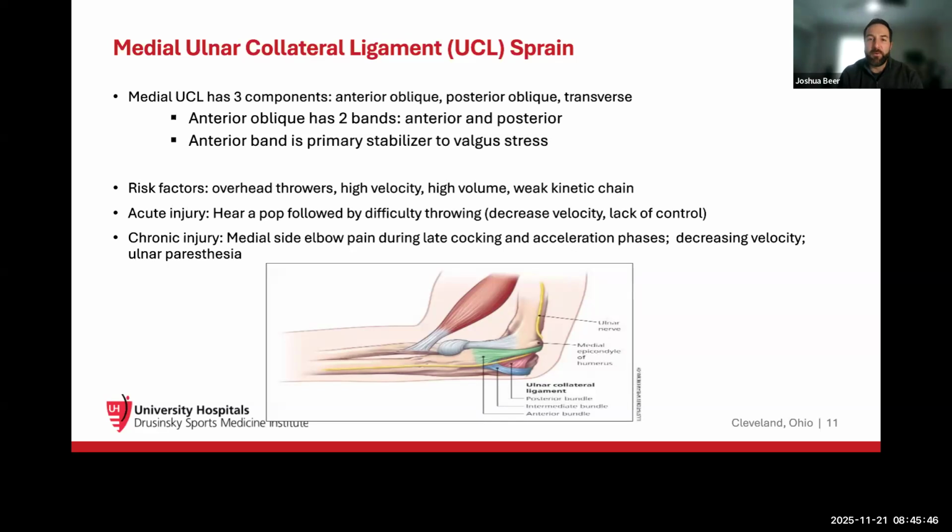Also, weak kinetic chain. So if they're relying a lot on their shoulder and arm to throw, as opposed to using their core and legs to push off, they're going to have a higher risk of this injury. From an acute standpoint, they'll likely complain of hearing a pop, followed by pain and difficulty continuing to throw. From a chronic injury, they complain of a vague pain on the medial aspect of their elbow that tends to worsen in the late cocking, as well as the acceleration phases, as they put increased strain onto the medial aspect. And as they try to throw, they'll have decreasing velocity, and they may have some associated ulnar paresthesias given the close proximity to the ulnar nerve.